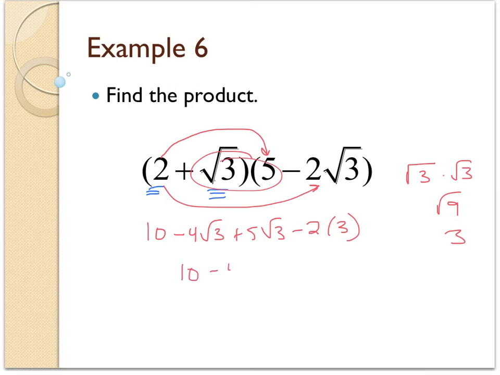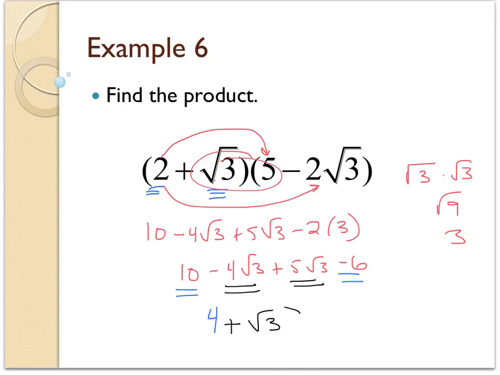And then I can go ahead and start writing these guys together. I'm going to go ahead and just kind of simplify step by step, just so we see every piece here. I got a 10 and a -6. That's going to give me a 4. And then I have a -4 and a positive 5, and that's going to give me a positive 1 root 3. And there's our final answer. So that's how we work with adding and multiplying radicals, which is a skill you've seen in your Algebra 1 course, just a little bit of review.